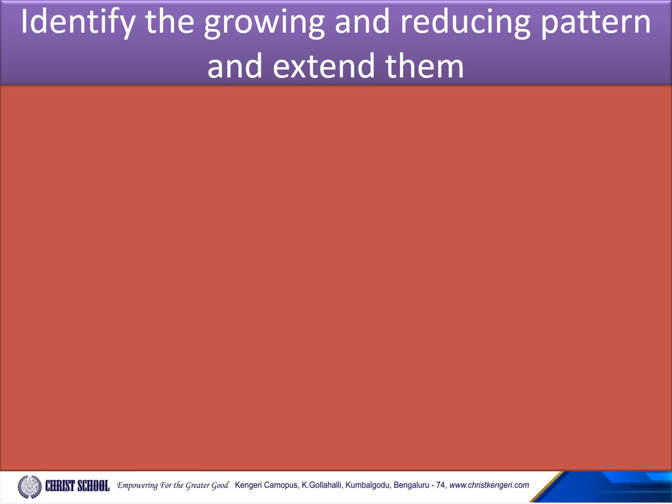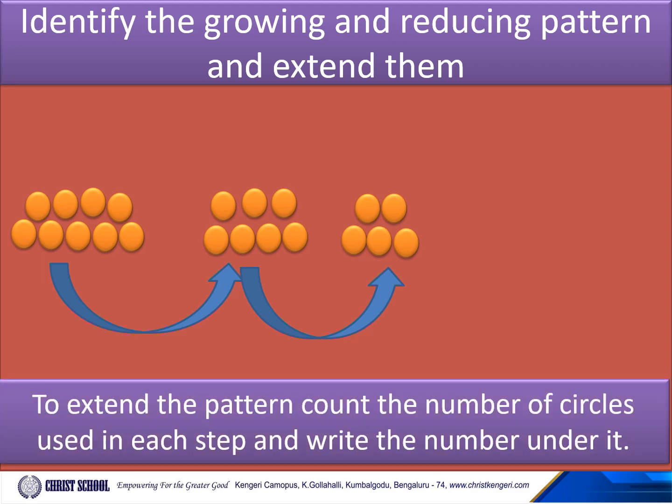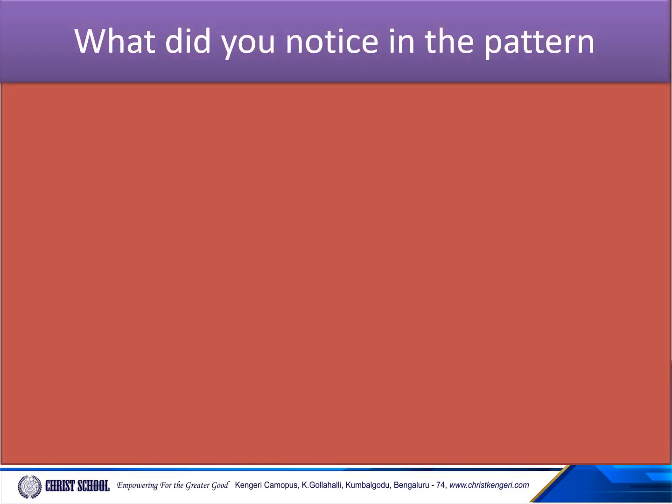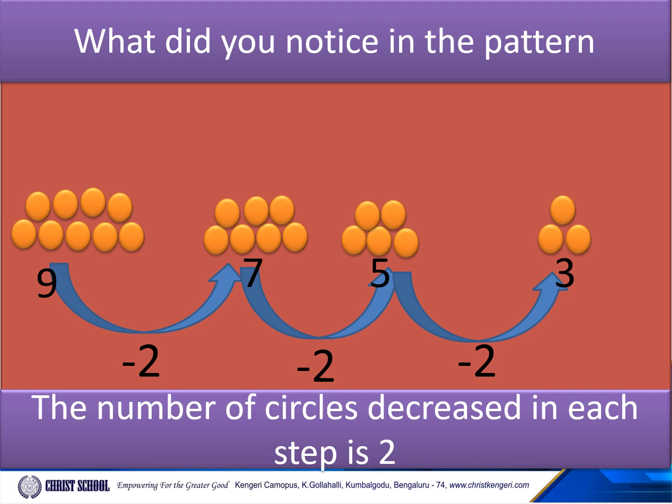Identify the growing and reducing pattern and extend them. To extend the pattern, count the number of circles used in each step and write the number under it. 9, 7, 5. What did you notice in the pattern? The number of circles decreased by 2 in each step.